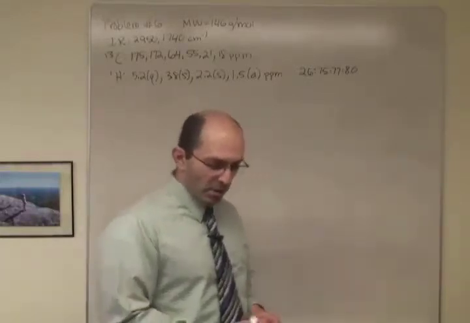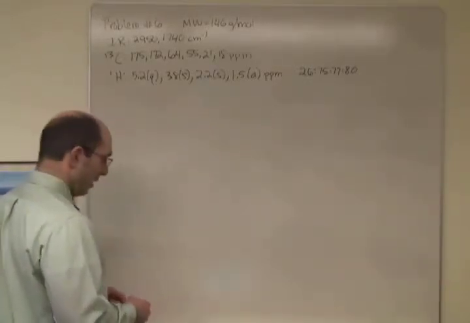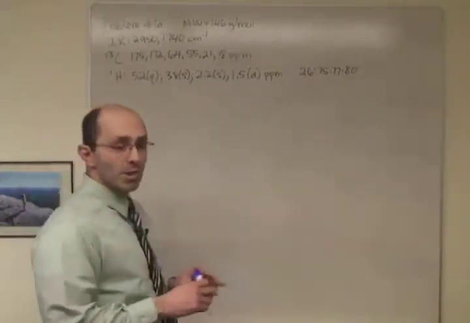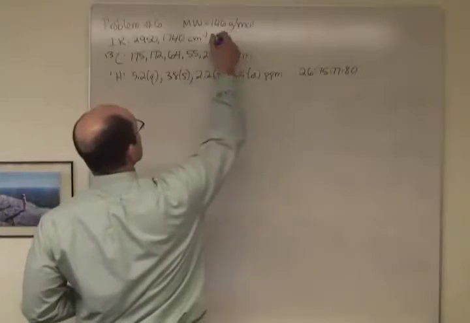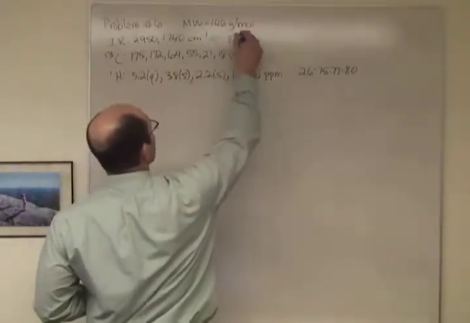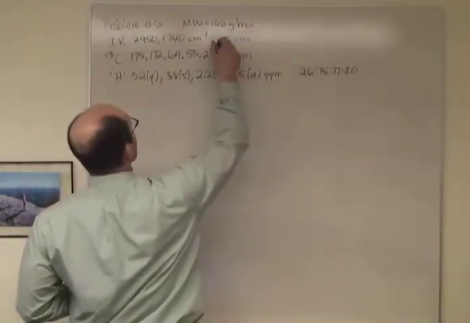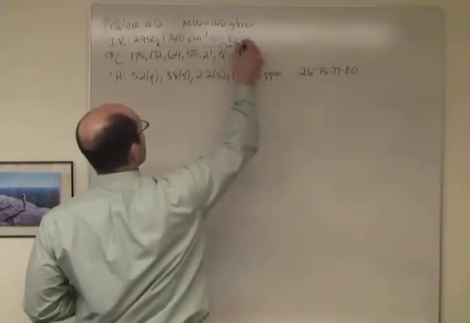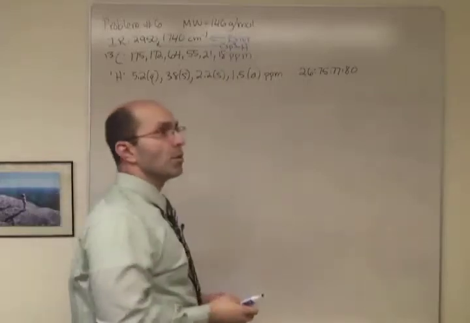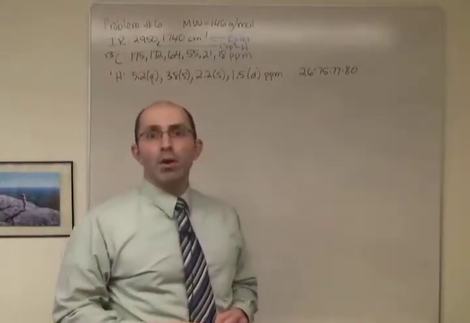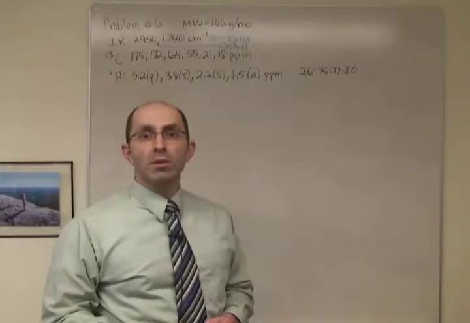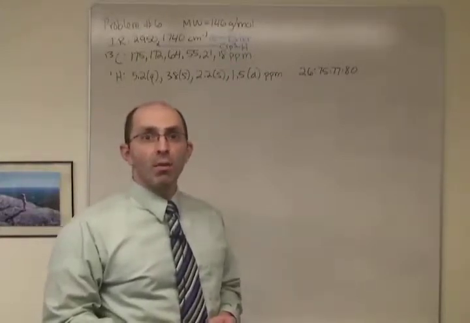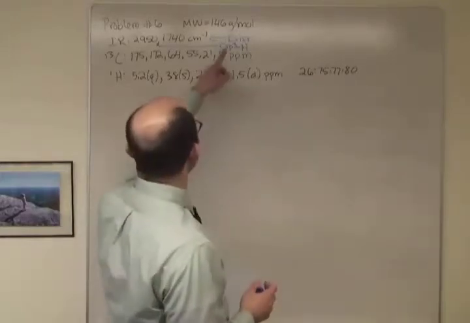So the key IR peaks, 2950 and 1740, right? And what does that tell us? Well, hopefully this tells us that we have an ester, and that we have sp3 C-H. So it doesn't look like there are any carbon-carbon double bonds. Doesn't look like there's any sp2 C-H, so we probably don't have a benzene ring or any alkenes. But we do have an ester.